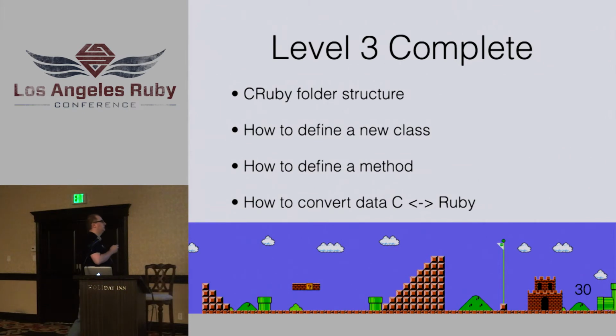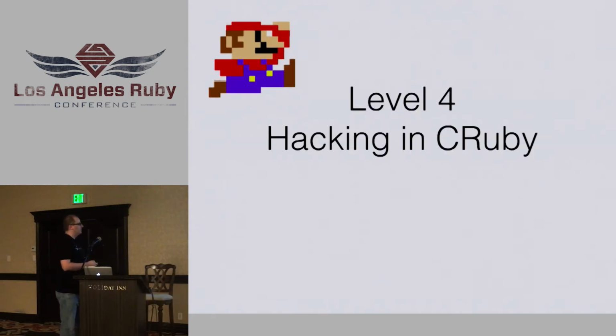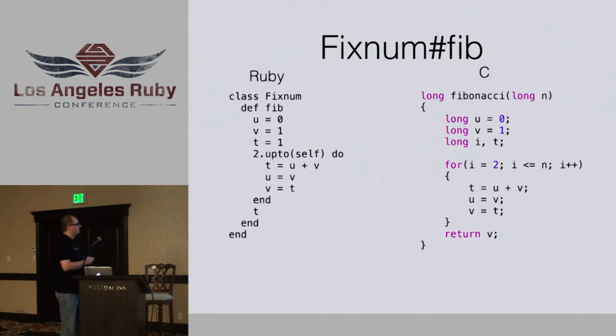Okay, that really completes this section of my talk, where we looked at the folder structure. It's not that scary. Everything is in the root folder, right? We also looked at this simple implementation. We looked at these sample Array and String implementations. We also learned how to define a method, and we also now know how to convert data between C and Ruby and vice versa.